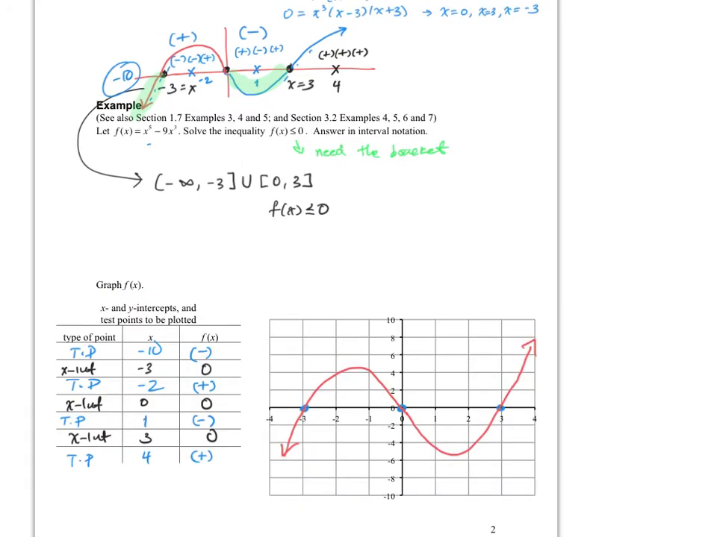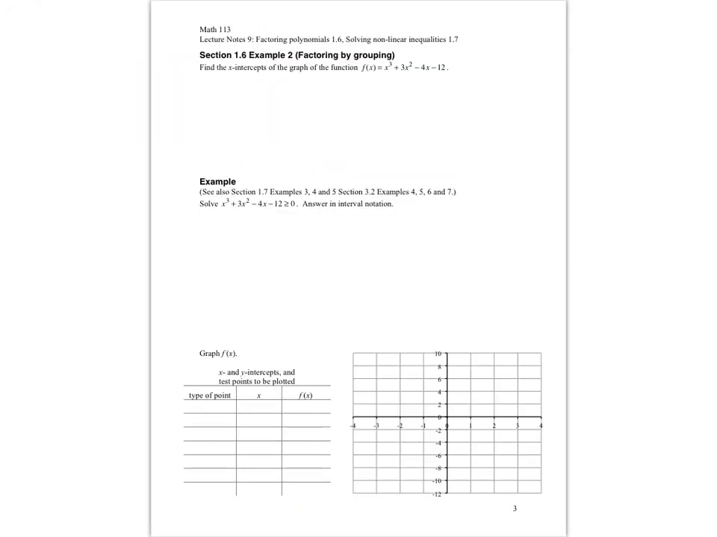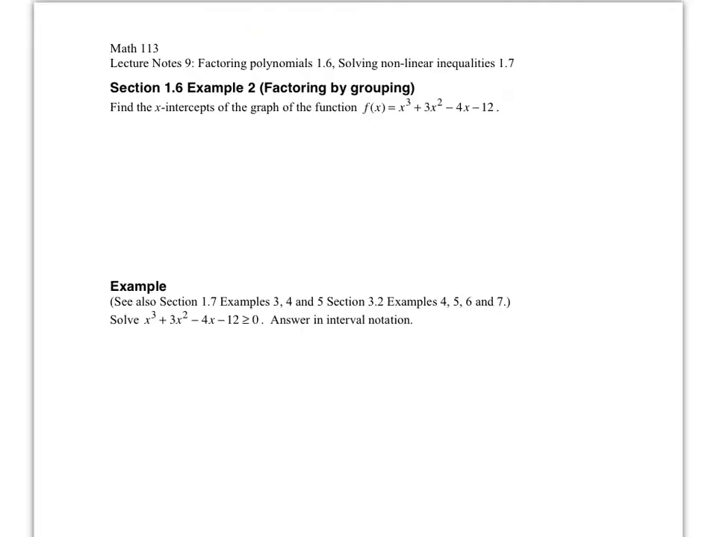And that's it. All right, if you didn't get that one, here's the chance to redeem your sins. Let's try a couple more. So we're doing the exact same thing. You need to find the x-intercepts first by factoring.